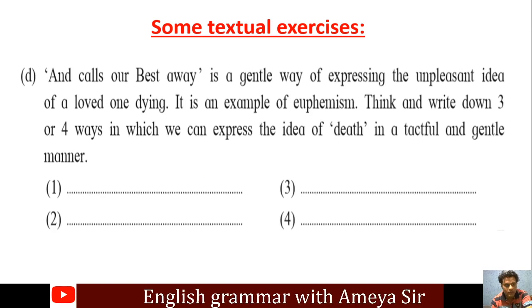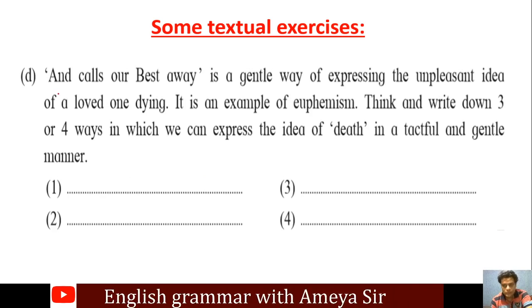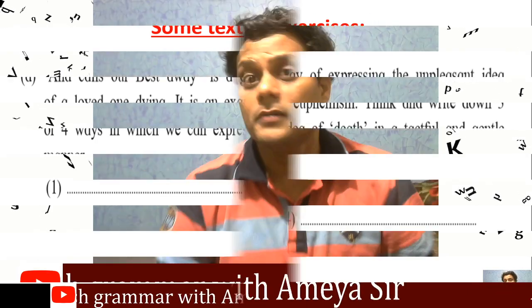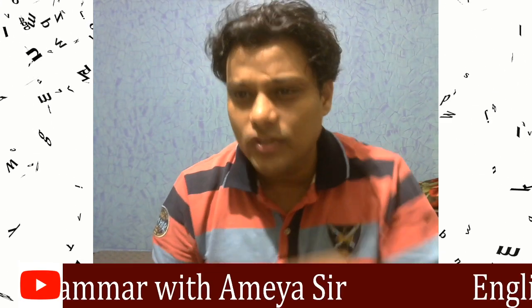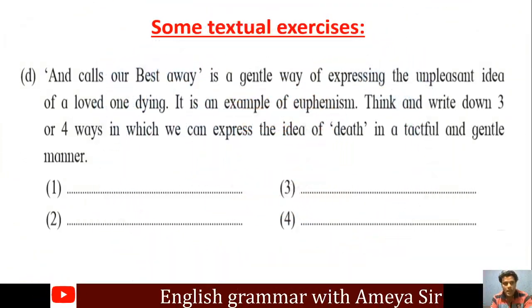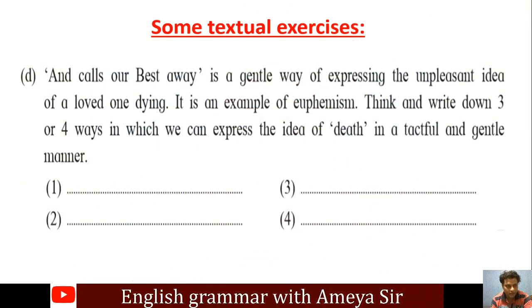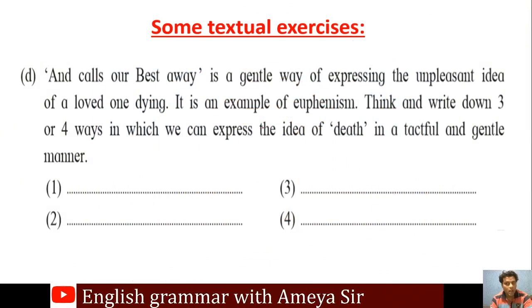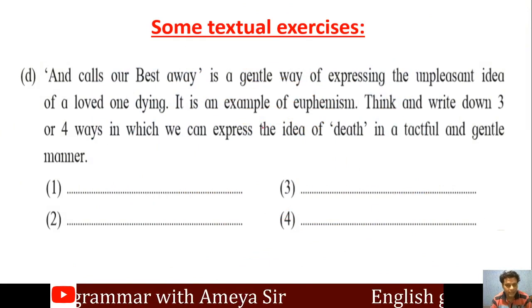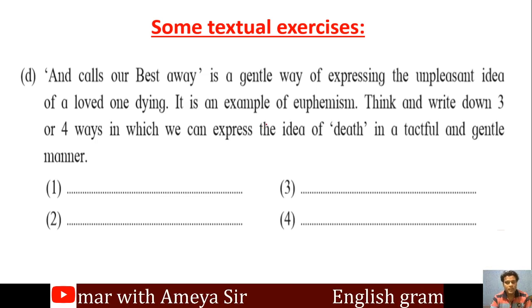Now this is the next one that I feel I should do. This was the one that we were talking about. Remember, there was this case of euphemism that I said that I wouldn't share right away because there is a question about euphemism later to follow. Well, this is that question that I was talking about. So this is about euphemism. What is the question here? Read the question very carefully. "Calling our dear ones passed away is a gentle way of expressing an unpleasant idea," or as I said, a harsh idea, for a loved one dying. This is euphemism. Think and write.